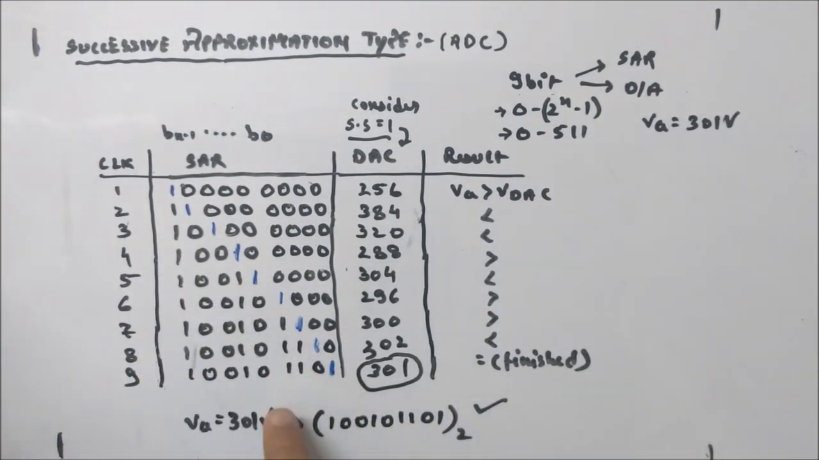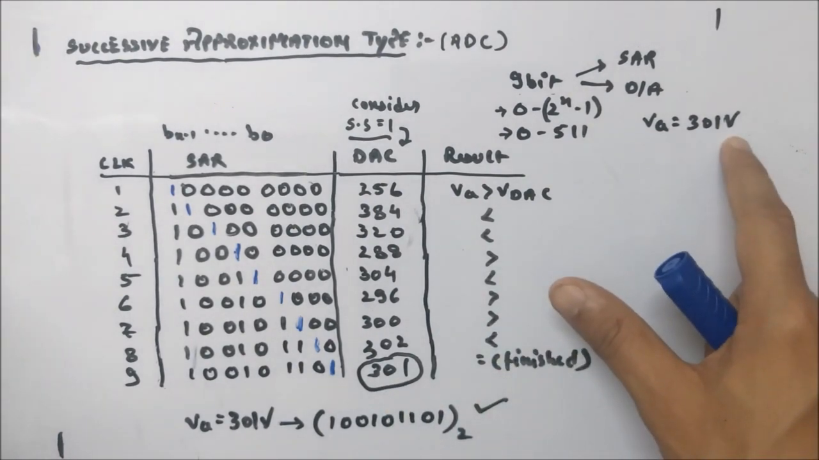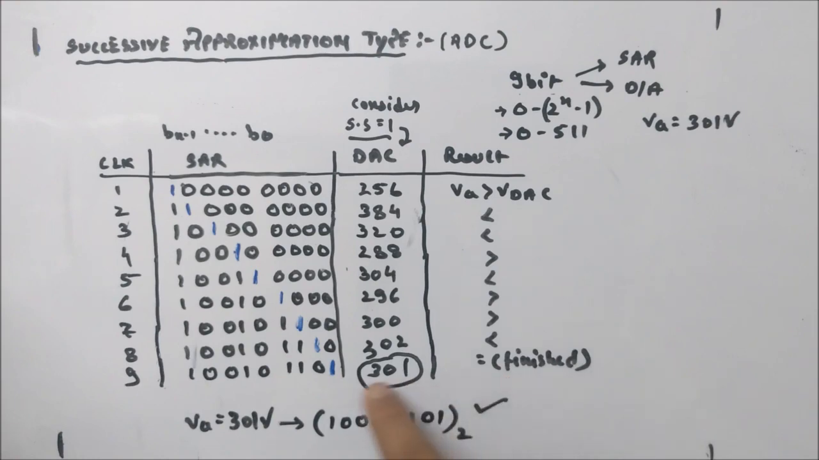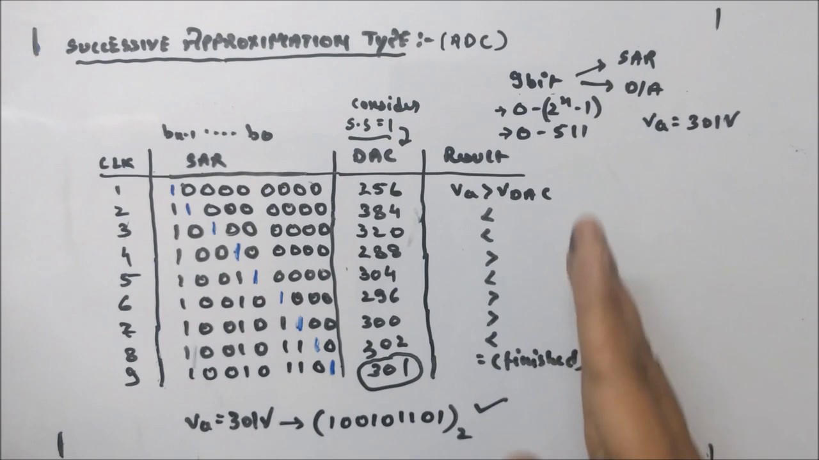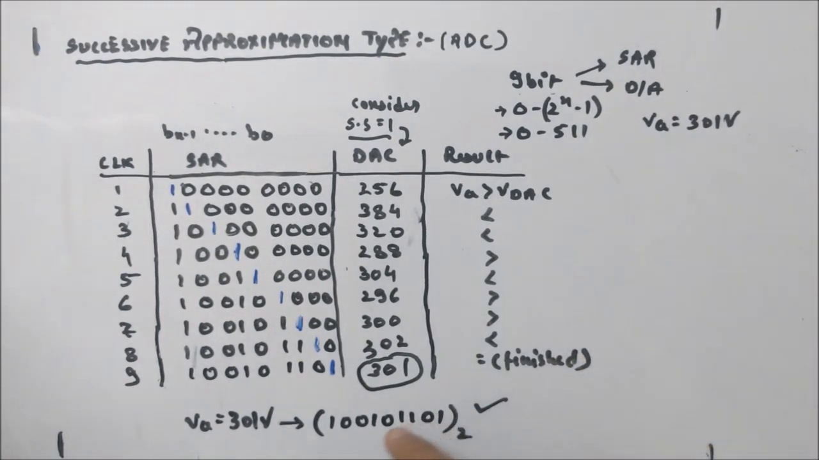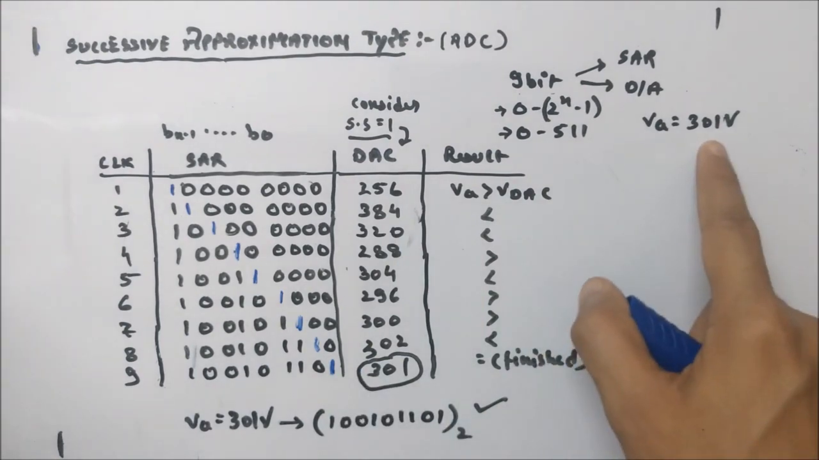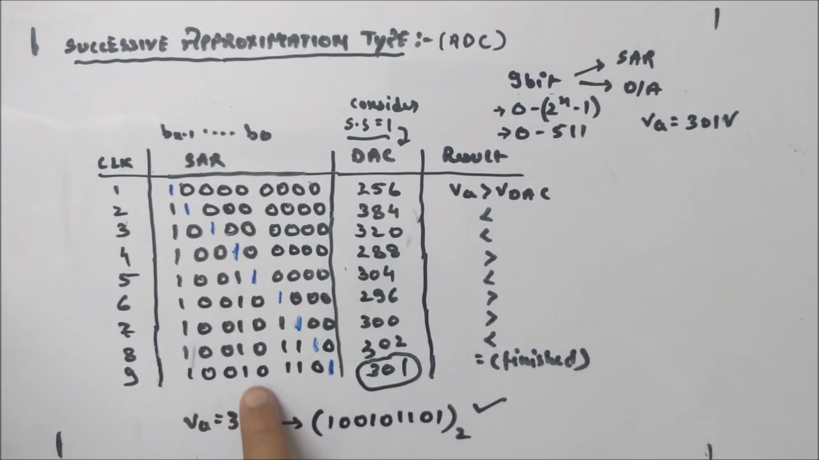And at last, when this bit will be under check, your DAC output will be 301, which is equal to your analog input, which means the output will be 1 and it will be finished, means end of conversion pulse will be out of EOC. Okay, so at last you will find the binary equivalent of your 301 volt, that is 100101101. Okay, so that is how it works.